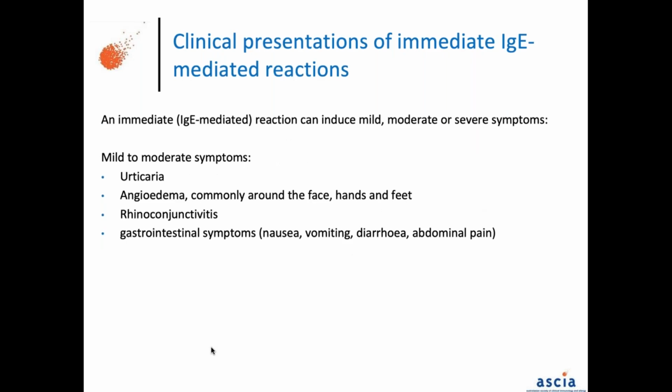So what are the clinical presentations of an immediate IgE-mediated reaction? You can have, just like with your food allergies, mild, moderate, or severe symptoms. So mild to moderate symptoms would be urticaria, angioedema, not associated with shortness of breath, commonly around the face, hands, feet, or eyes, rhinoconjunctivitis, and gastrointestinal symptoms. Of note, though, these gastrointestinal symptoms have to be severe, so it's not enough to say, I've taken the antibiotic and I had a little bit of abdominal pain.